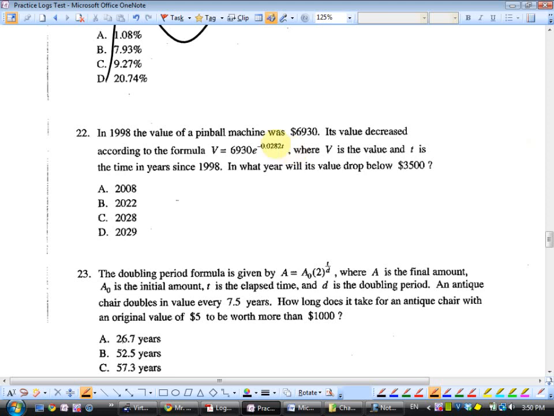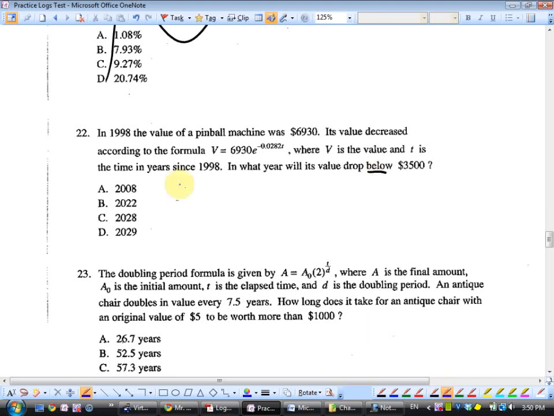Here's my equation, where V is the value and T is the time. In what year, I guess they're asking me to solve for T, will the value drop? Oh, I guess they want the final value to be 3,500. Although I got to be careful. They said, will it drop below 3,500? So I'll have to think about how I round this one off.